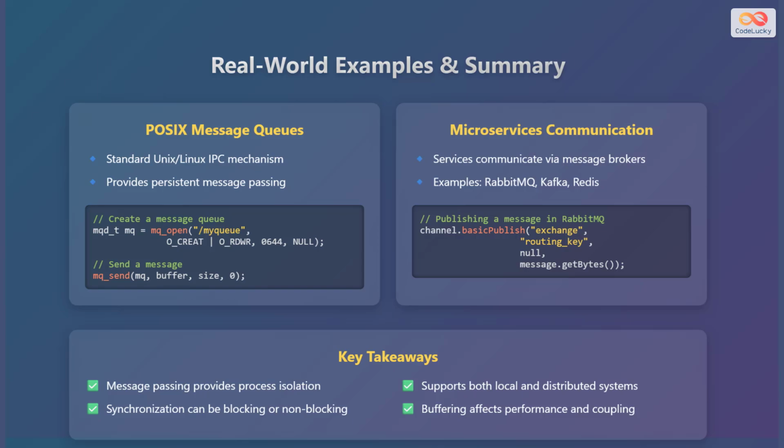Key takeaways include that message passing provides process isolation and supports both local and distributed systems. Also, synchronization can be blocking or non-blocking, and buffering affects performance and coupling.